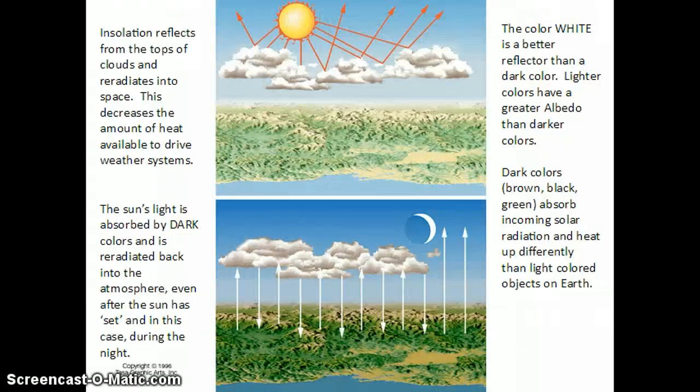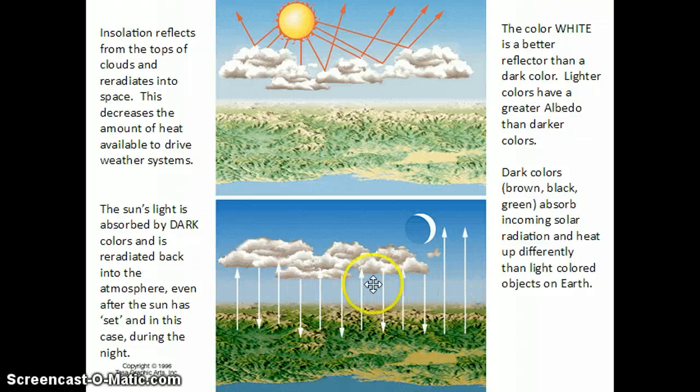So here we can look at what's happening. Sunlight comes in, and insolation, incoming solar radiation, is going to reflect from tops of clouds and re-radiate back into space. It's this very heat energy that we're going to be looking at here that's going to be driving weather systems. So the sun's light is absorbed here. I've got a picture at nighttime. Dark colors are going to absorb that heat energy and then re-radiate it back into space, back into the atmosphere, even after the sun is set.